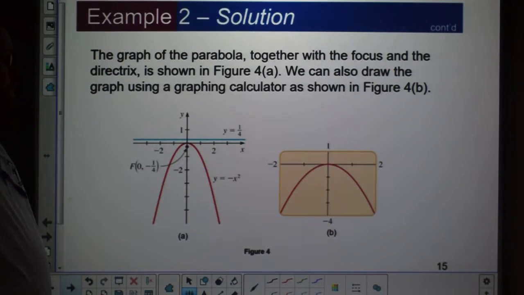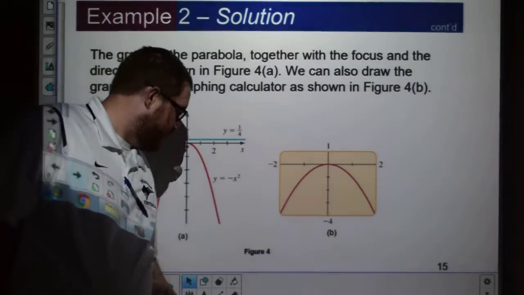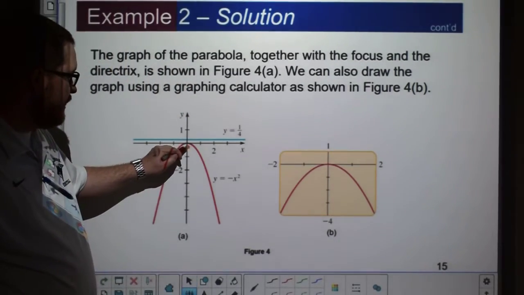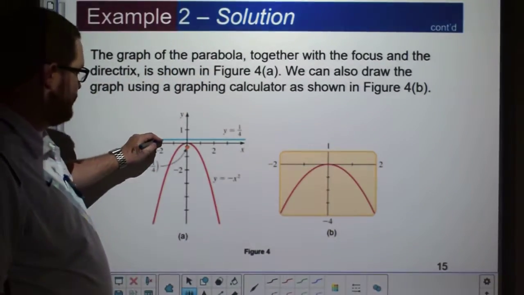Sketching a graph is really easy. You can do it in the calculator. Or you should know what the graph of negative x squared looks like anyways. It's an upside down parabola. You can see the focus is right here, just barely inside. And the directrix is the horizontal line on the other side of it.